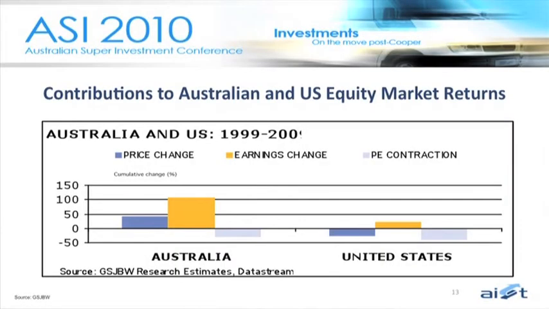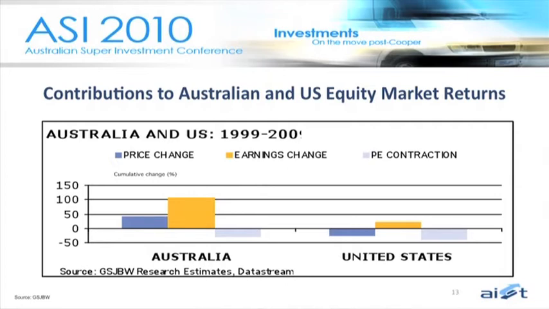Another way of thinking about how markets produce returns is to look at earnings and how much we investors pay for earnings. So that's the price-earnings ratio. This chart here compares the story in the United States and Australia over the period 1999 to 2009.